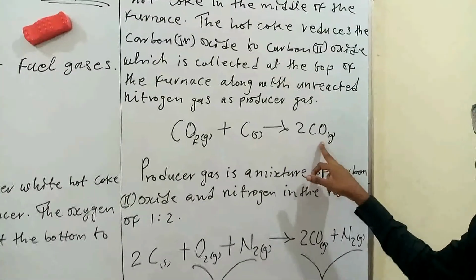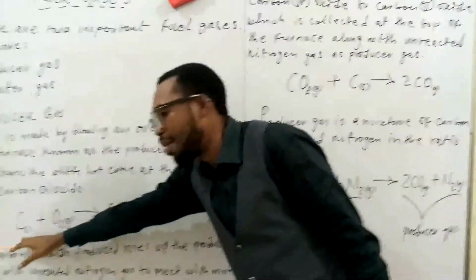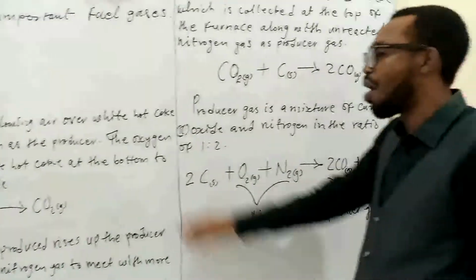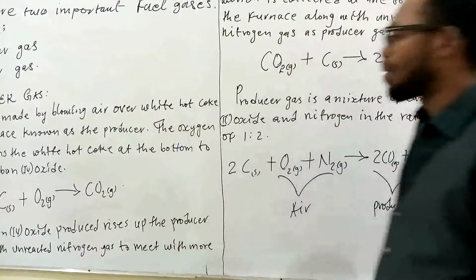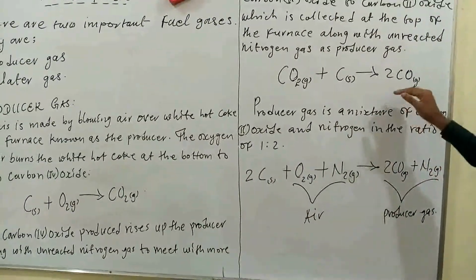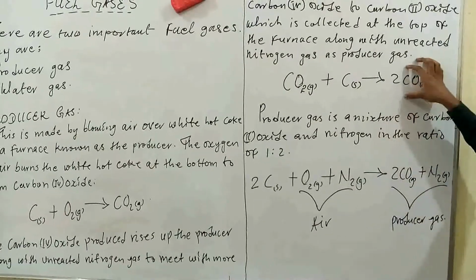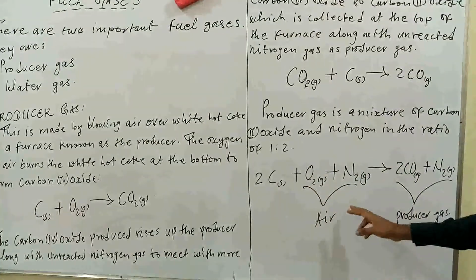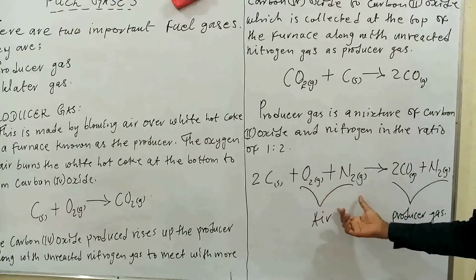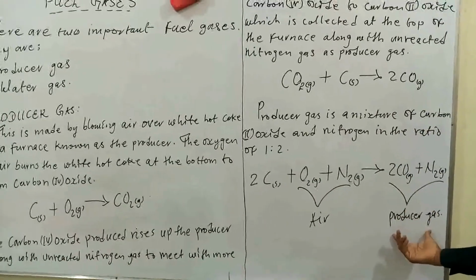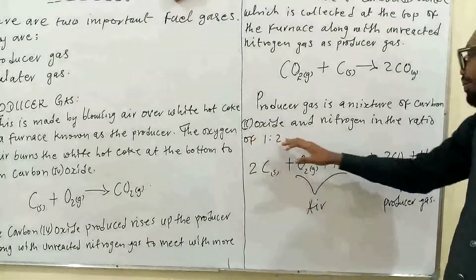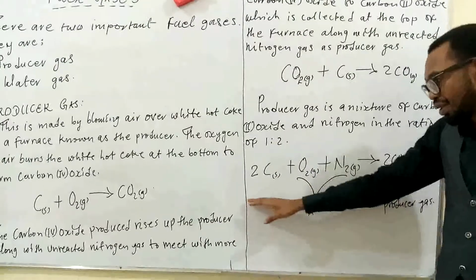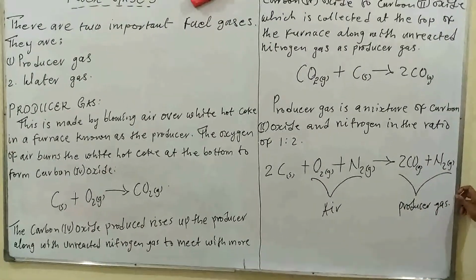So if carbon 4 oxide reacts with the white hot coke, it produces carbon 2 oxide. This is the next equation you see. From the first equation, carbon reacts with oxygen to produce carbon 4 oxide, and more of the coke, which is carbon, reacts with the carbon 4 oxide produced to produce carbon 2 oxide. Now the mixture of carbon 2 oxide with the nitrogen present in air forms the producer gas. So the producer gas is a mixture of carbon 2 oxide and nitrogen in the ratio of 1:2.